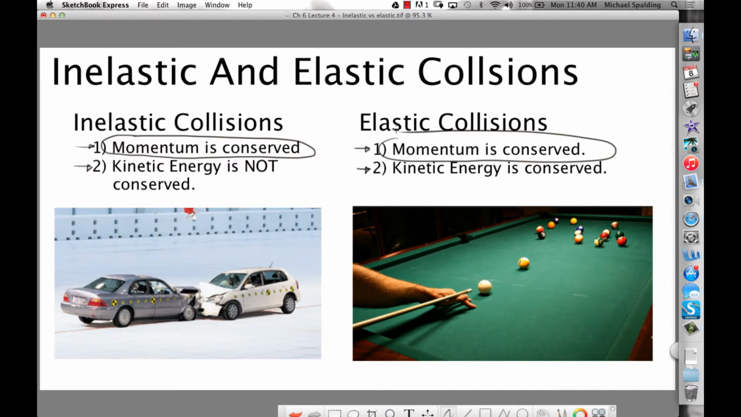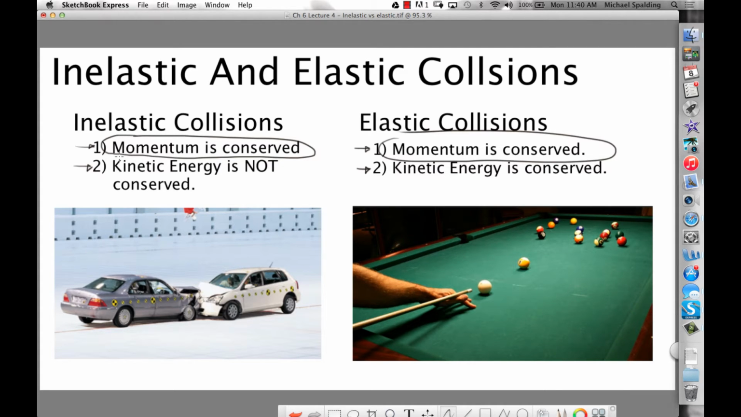Momentum is conserved in all collisions, assuming the only force present is the force of the collision itself. So no friction, nobody's coming up and pushing on, there's no extra pushes or pulls besides the force of the collision itself. All right, so what's the difference between inelastic and elastic?